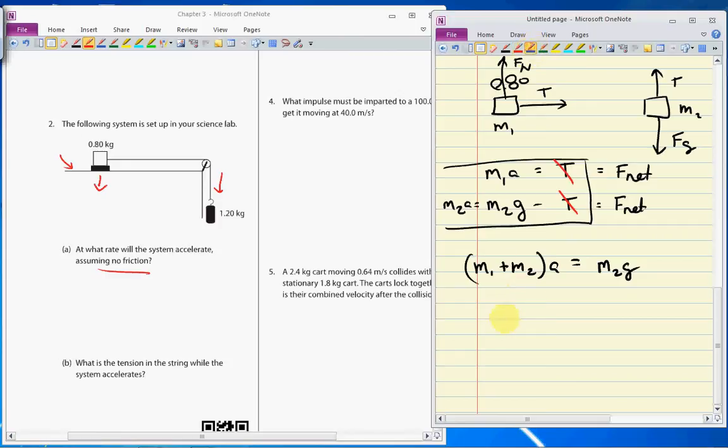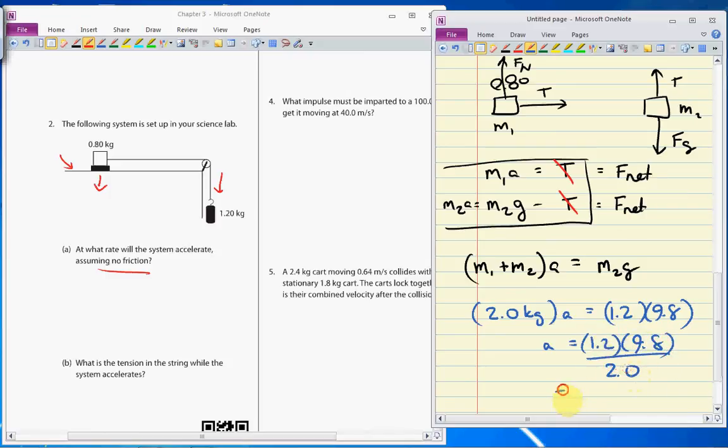So, a bit of rearrangement then. M1A and M2A. This is 2 kilograms times A is equal to M2G, which is 1.2 times 9.8. Rearrangement, A is equal to 1.2 times 9.8 all over 2 gives me an acceleration of 5.9 meters per second squared, downward obviously.